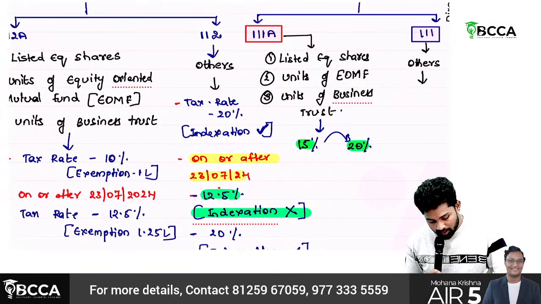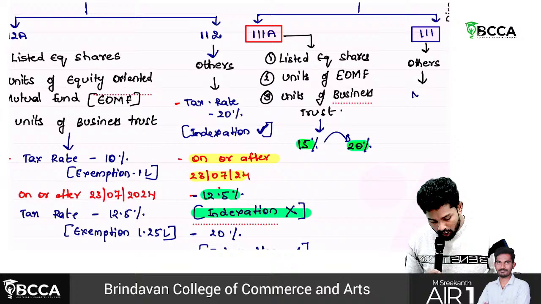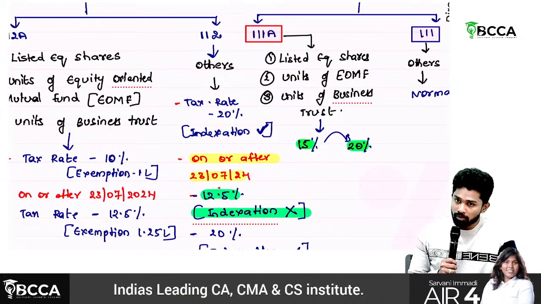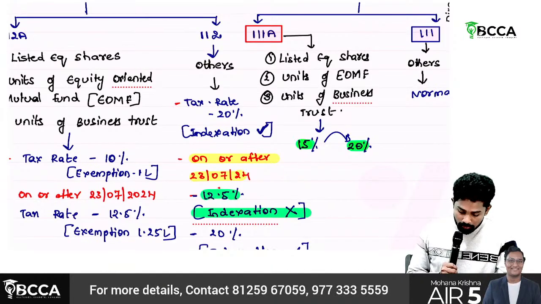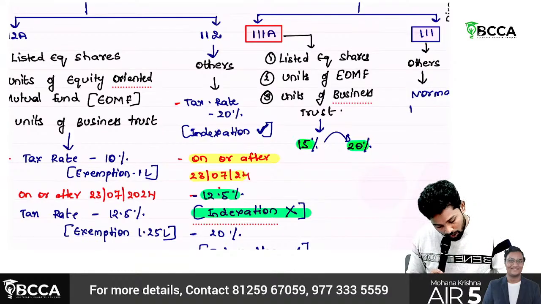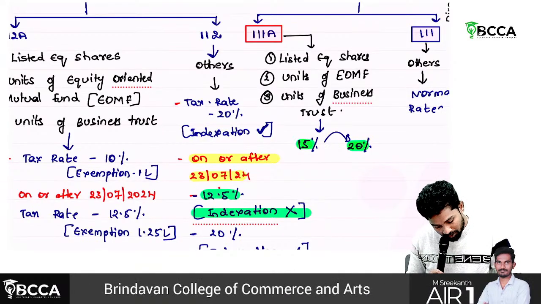Whereas on others, normal tax rates. Normal tax rates, whichever method you choose. If you choose the default regime, then the default rates are applicable. If you choose the old regime, then old rates only are applicable. Others, normal rates.